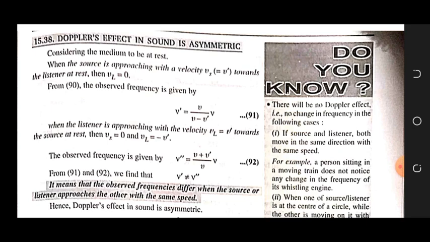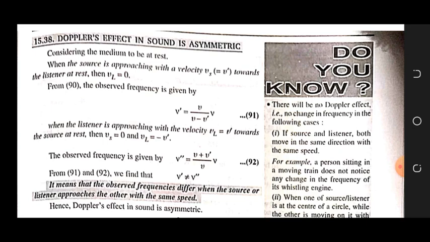So the observed frequency according to formula 89 is given by nu dash equals v upon v minus v dash into nu. Now when the source is at rest and the listener is moving with the same velocity towards the source, vl is now minus v dash and vs is 0. If we use the formula again, we get nu double dash, that is, v plus v dash upon v into nu.